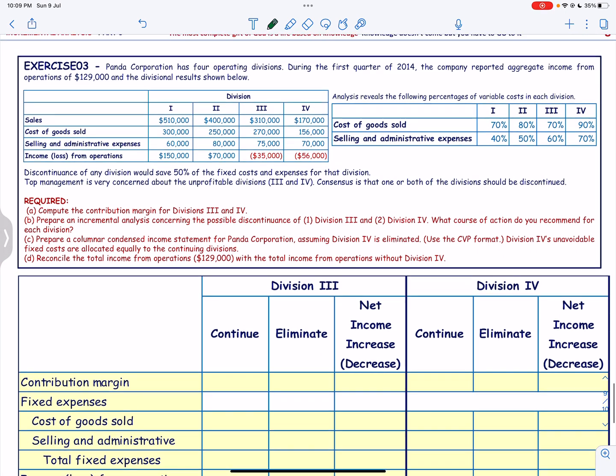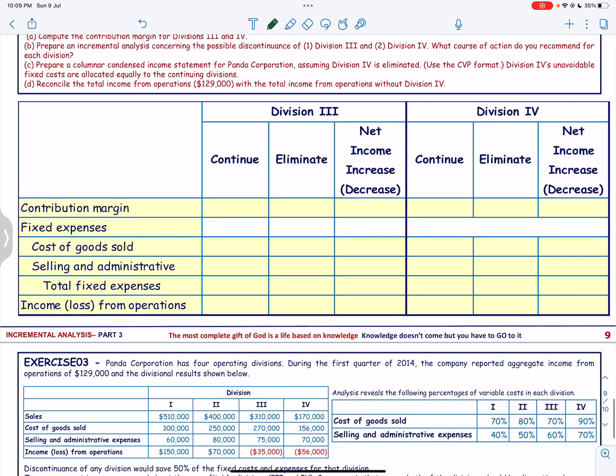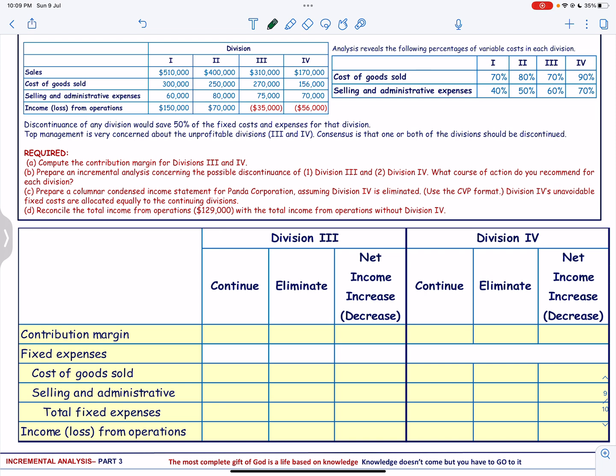So for this, first of all, we have the contribution margin, and the contribution margins were 76,000 and negative 19,400. So this is for division 3, it is 76,000, and this is negative 19,400. The fixed expenses, now we have 70% as variable, that means 30% of 270,000. This will be equal to 81,000. And the fixed for selling and administrative will be 40% of 75,000, and that will be 30,000. So the total fixed cost is 111,000.